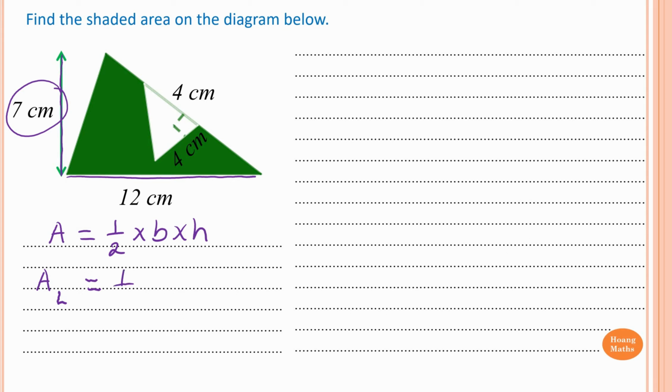So which is a half times 12 times 7, which is equal to, a half of 12 is 6. 6 times 7 is 42. And the unit is square centimeters. Otherwise, you can just put it in a calculator, a half times 12 times 7. It's all about the process, but make sure you show working out like this.